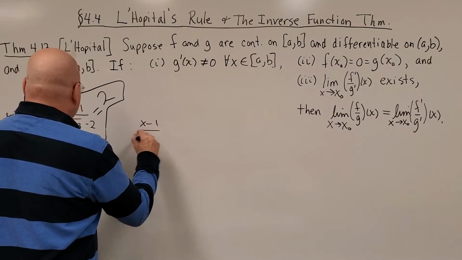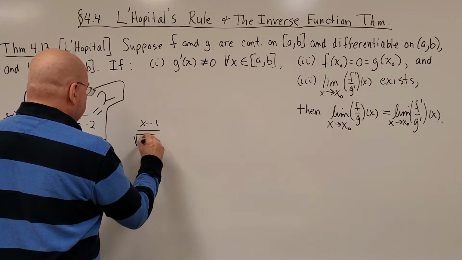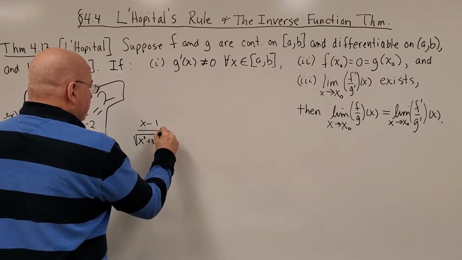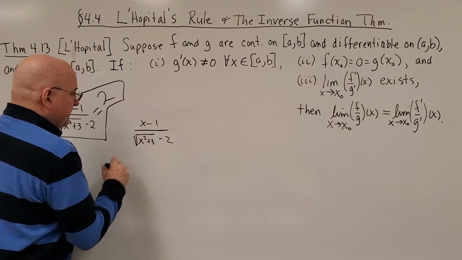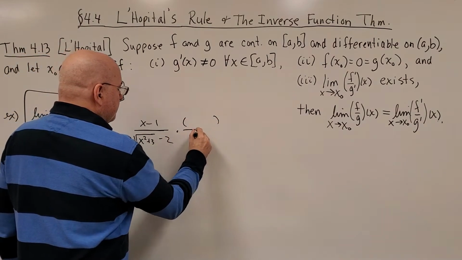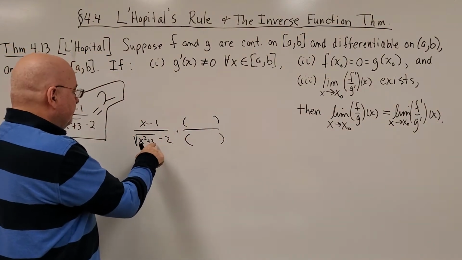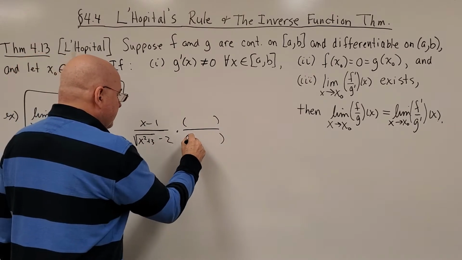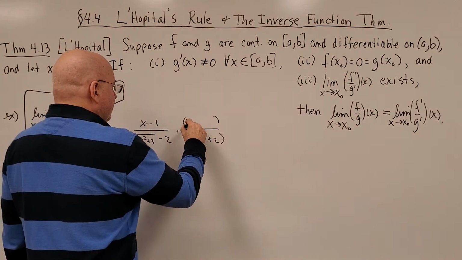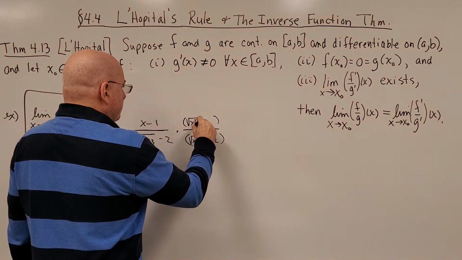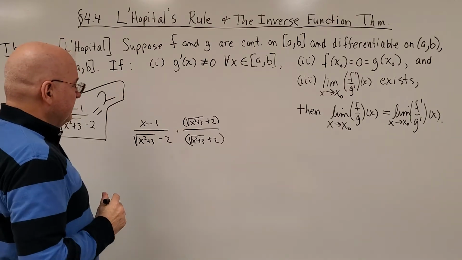x minus 1 over radical x squared plus 3 minus 2 is equal to, well, what I'm going to do is rationalize the denominator. I'm going to take the bottom and the top and multiply it by 1 in the form of the conjugate of this, which would be radical x squared plus 3 plus 2. So I have to do it on top and bottom. So effectively we're multiplying this by 1, so we get an equivalent expression.